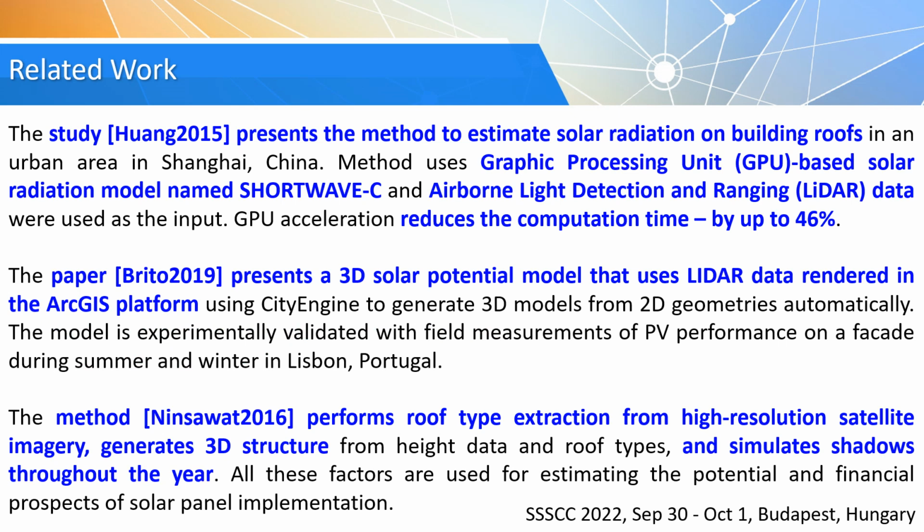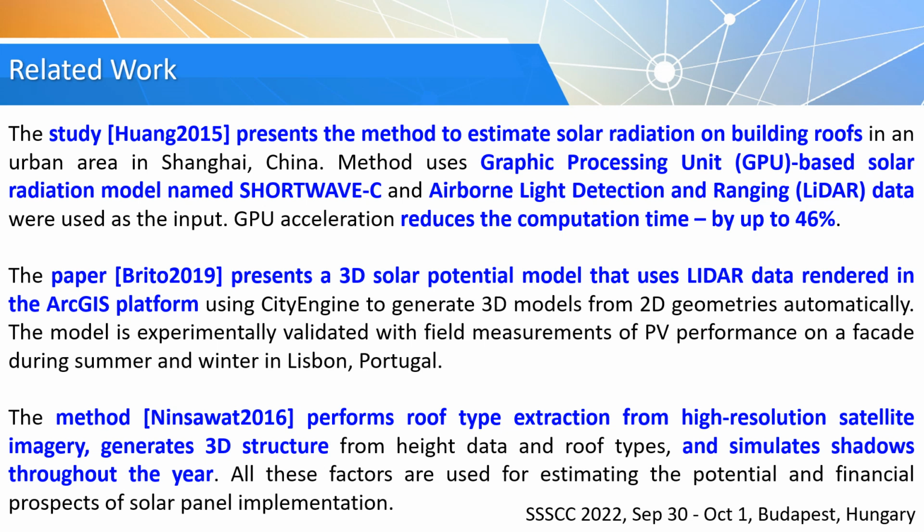So there are a lot of papers dealing with this topic, but I will present only 3 papers. For example, in the study of leading author Huang from 2050, this study presents a method to estimate solar radiation on building roofs in an urban area in Shanghai, China. This method uses a graphic processing unit (GPU) based solar radiation model named shortwave C, and airborne light detection and ranging LiDAR data are used as input for this system. GPU acceleration reduces the computing time and builds those maps about 46% faster than other approaches, according to the authors.